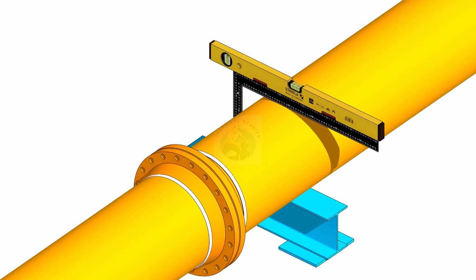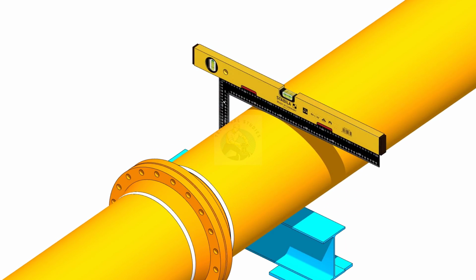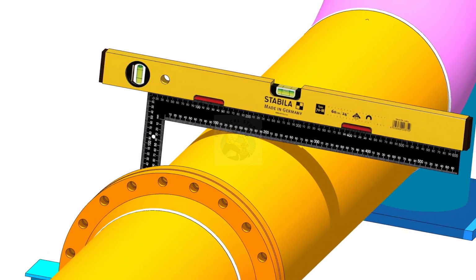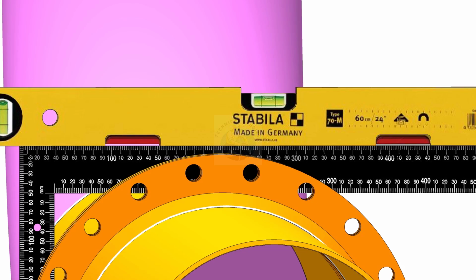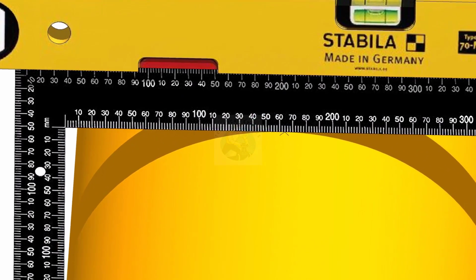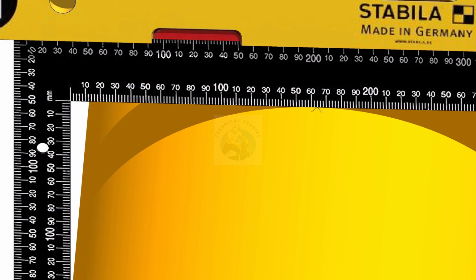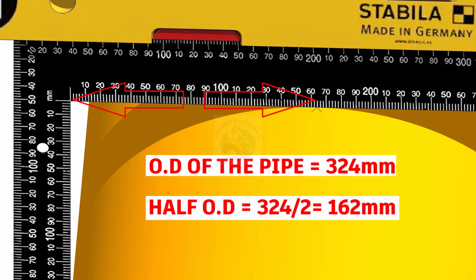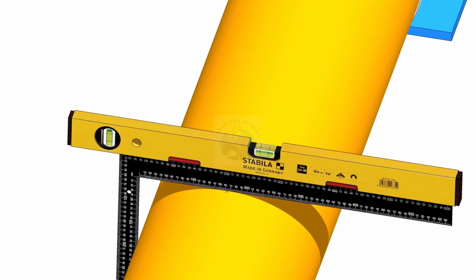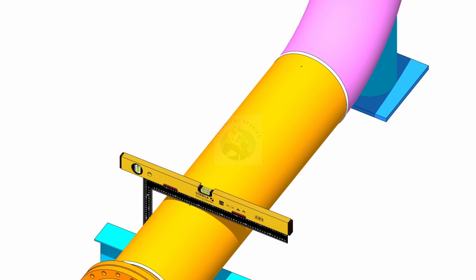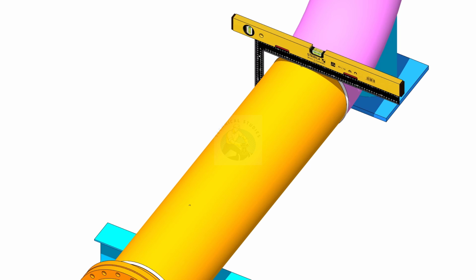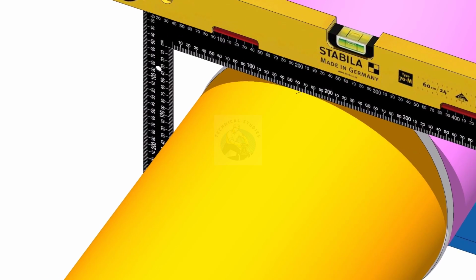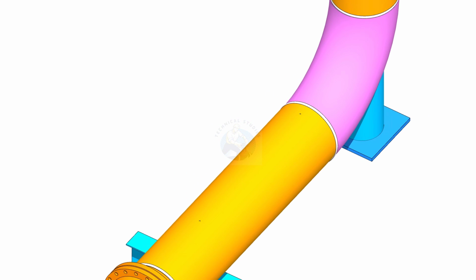Hold a large right angle and a level bottle on the top of the pipe, as shown. The large hand of the right angle shall be perfectly leveled. Now, mark half diameter of the pipe on the top of the pipe, as shown. Since the OD of this pipe is 324 mm, I marked 162 mm here. Mark half OD on the other end. Draw a line connecting these marks.